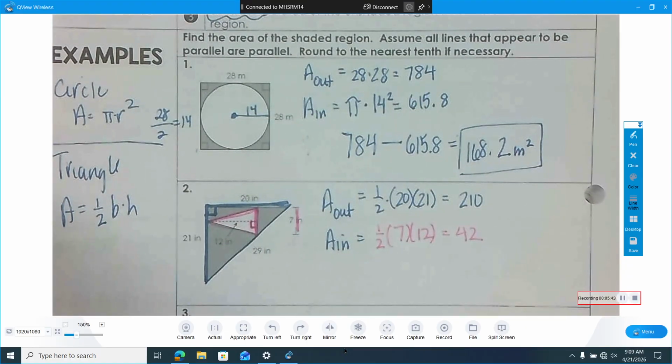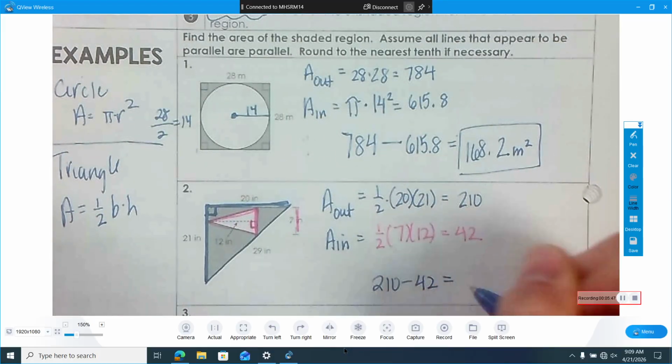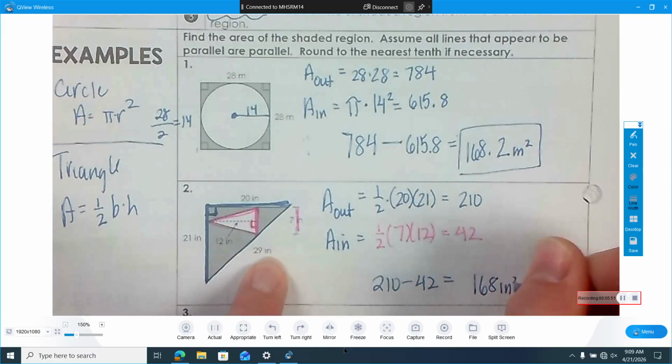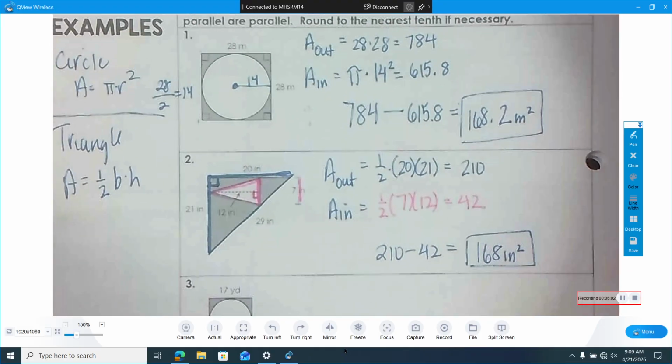All right. And then I just need to subtract. 210 minus the 42 gives me 168 inches squared. Beautiful. So today we're just subtracting. Yesterday we were adding areas. Not too bad, yeah? Just learning to use our formulas.